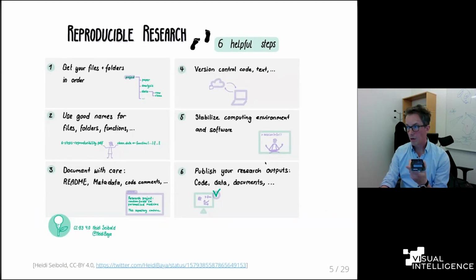I also really liked this overview here, which is from Heidi Seibold on good practices for reproducible research, 6 helpful steps. And these are the things we typically teach. It's a lot about how to organize a project, how to organize folders, how to document them, version control, compute environments. We will not talk about these things. I will focus on the number 6, publishing our code. But that's also the moment when it's typically a little bit too late to start thinking about licenses when we try to publish. It's good to think about it earlier, and I will motivate why.